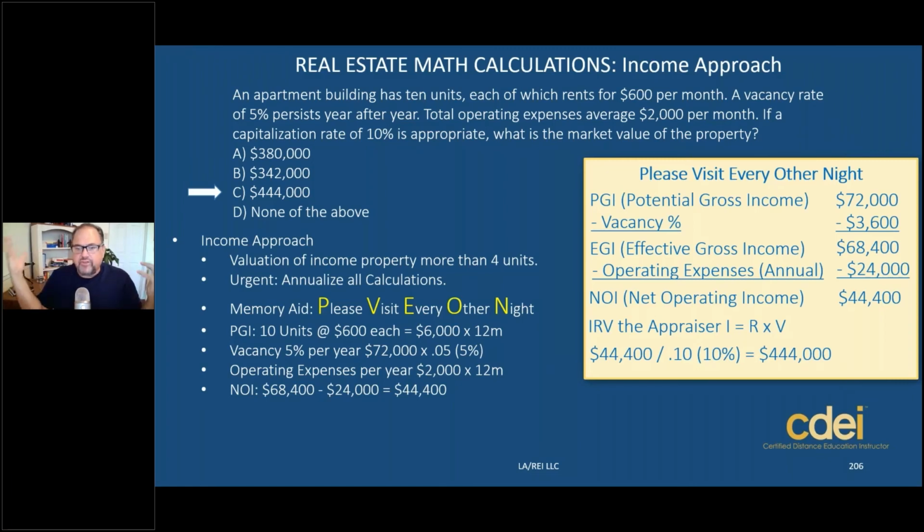Well, obviously you don't have to go through the long version of Please visit every other night. You just go straight into your IRV, the appraiser, and you take your 44,400. They give you the NOI. If they give that to you, you just work it out on the short version. But if they give you a long problem where they give you units, monthly rent, vacancy rates, operating expenses, cap rate, you're going to have to work it out. The long version, Please visit every other night.